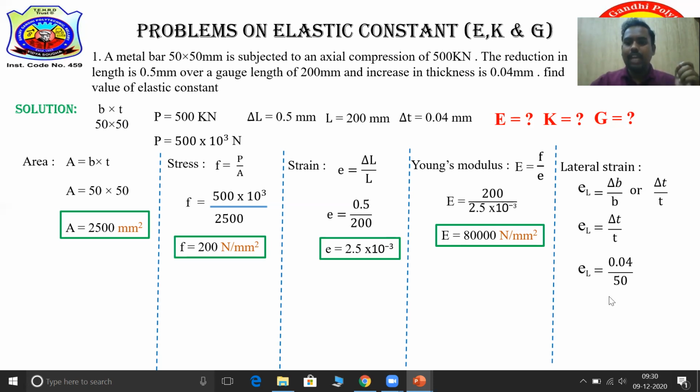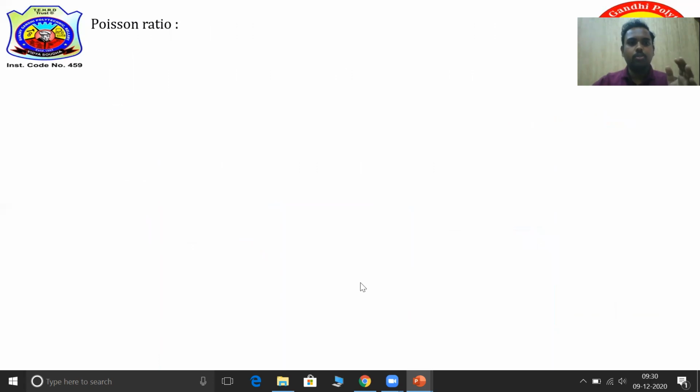So next, on calculation, I'll get EL equals 8 into 10 power minus 4. Once again, it doesn't have any units. Once I'm done with the lateral strain, it's time to solve for Poisson's ratio. Poisson's ratio mu equals EL by E. It's the ratio of lateral strain to longitudinal strain. Since we know the lateral strain we just calculated, and also the strain we calculated, we can find the value of Poisson's ratio.